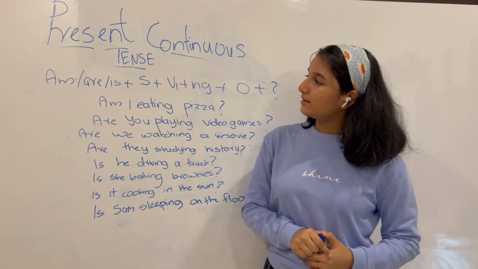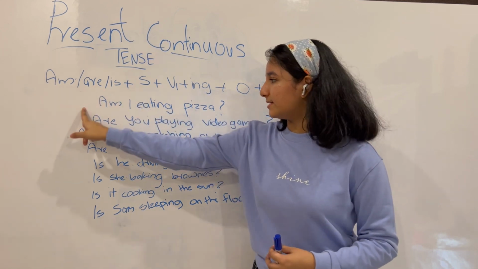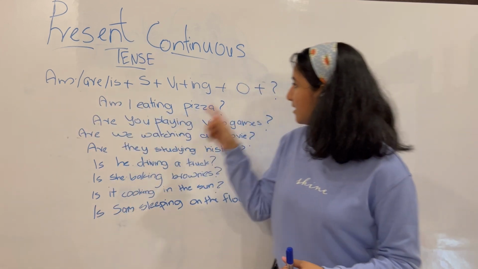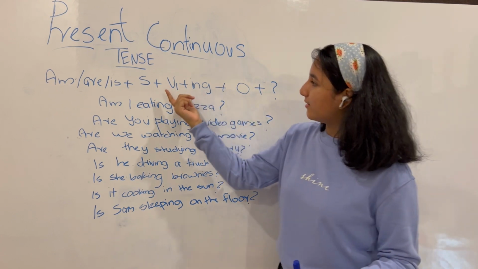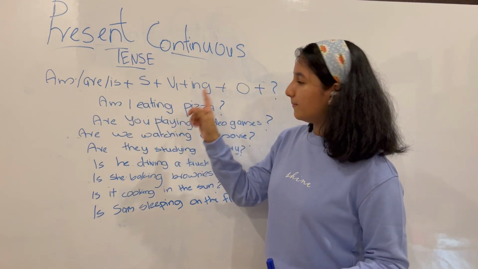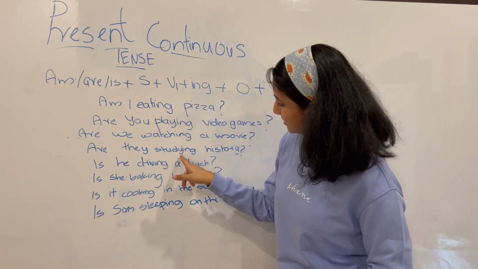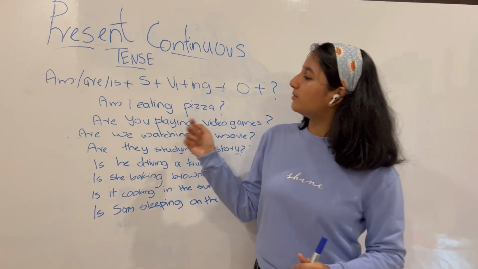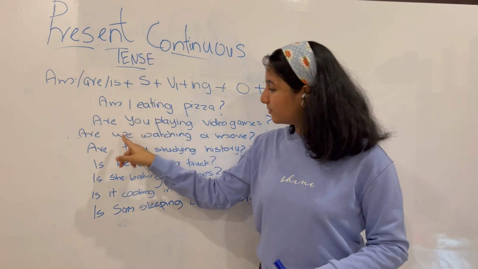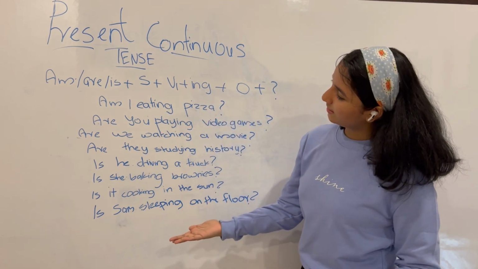We can see that just as the format is given, am, are, or is is given in front of the subject. There is an object with a question mark over here, and there is a verb in the first form plus ing. So eating, playing, watching, studying, driving, baking, cooking, and sleeping. And we can also see a subject: I, you, we, they, etc. So that is how you make interrogative sentences.